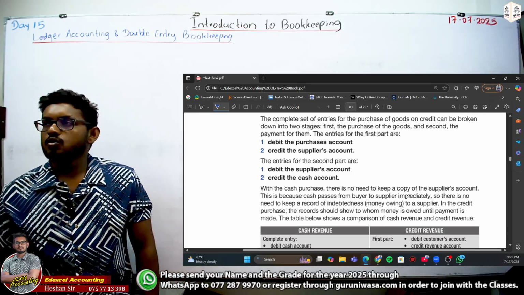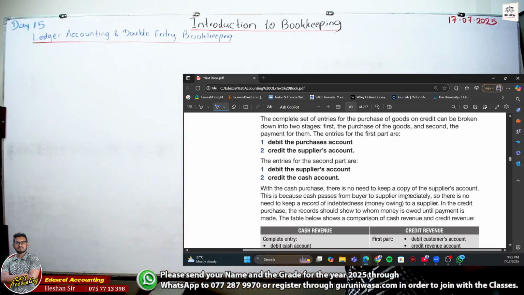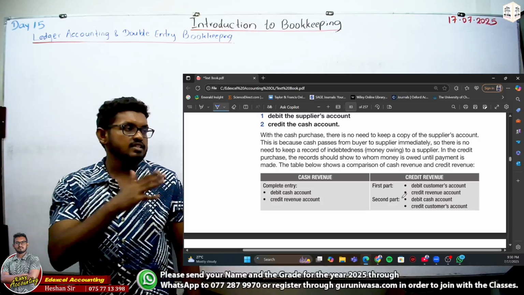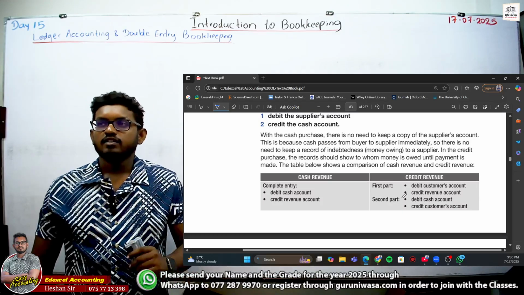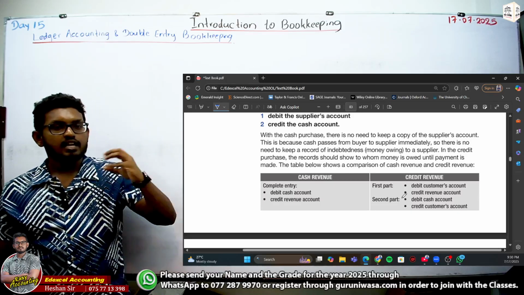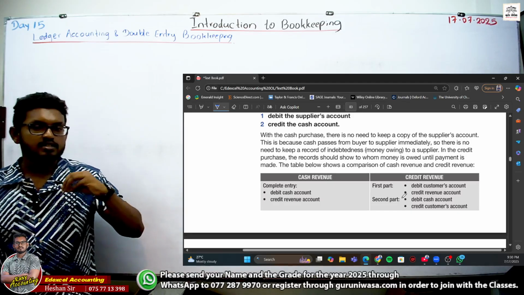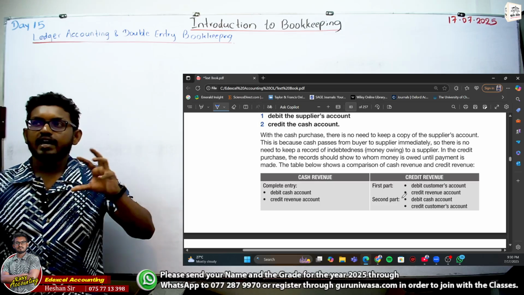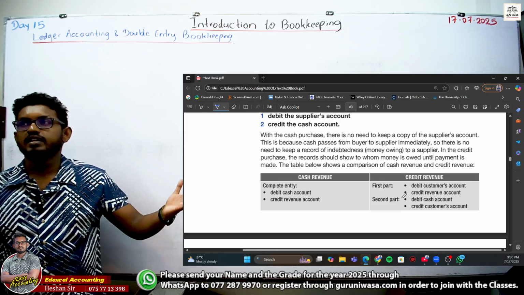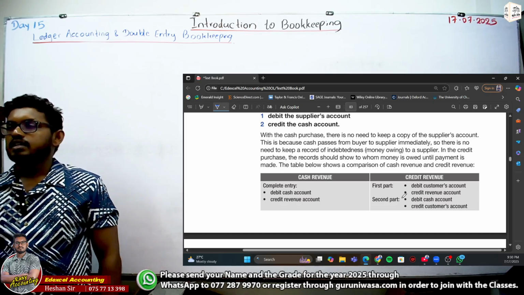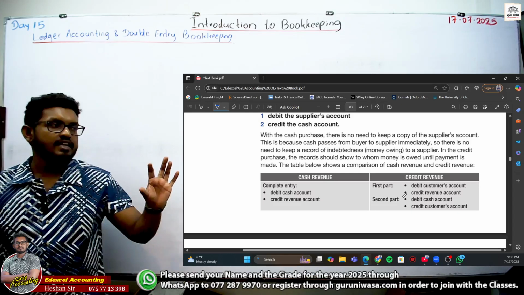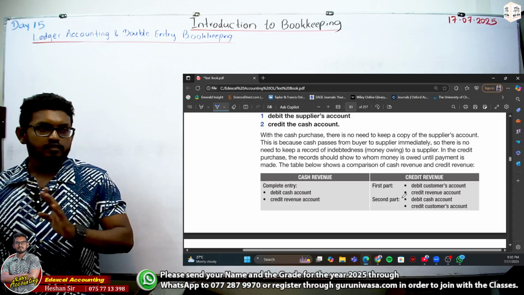The table below shows a comparison of cash revenue and credit revenue. You can see cash revenue: cash account debit, and revenue or sales account credit, because at the point of selling, there is no obligation. That person doesn't need to pay later. That person pays at the same time the transaction happens, which means immediately. So we don't need to identify the other business name. Just the cash account debit, revenue account credit. Credit revenue: first of all, we need to identify the credit sale. Sales account credit or the revenue account credit.